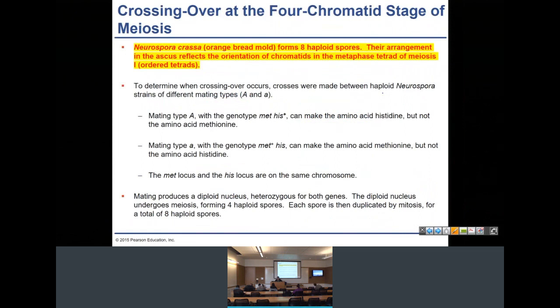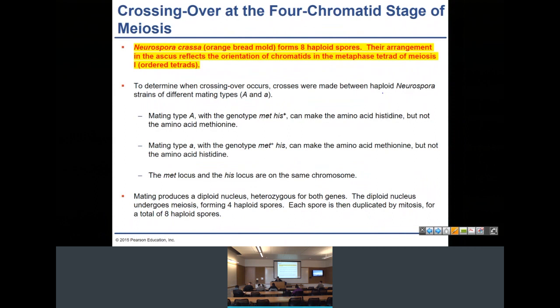What is the experiment? We all know now that crossover occurs in prophase 1. But what is the experiment that proves this? I'm really big on these experiments that are proving things, right? So this is the experiment with the bread mold, Neurospora crassa.